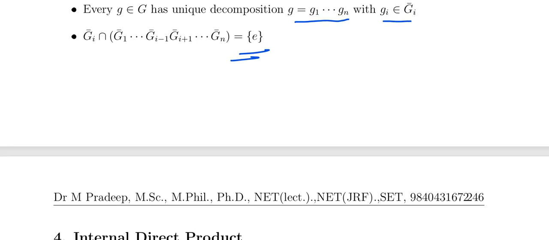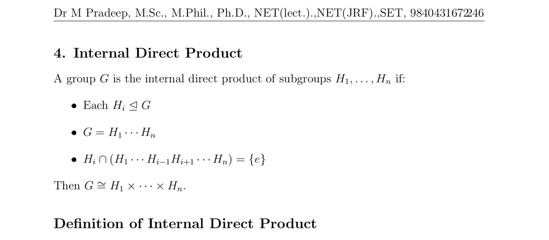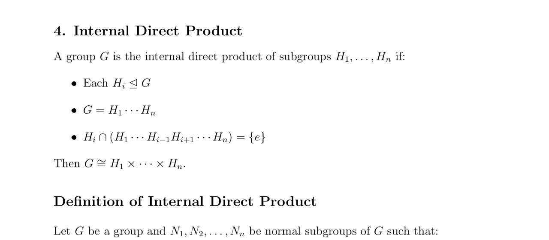Based on this result, the internal direct product: a group G is the internal direct product of subgroups H1, H2, Hn if each Hi is a normal subgroup of G, and G equals the product H1 H2 Hn, and Hi intersection with H1 H2 ... Hi minus 1, Hi plus 1 ... Hn is equivalent to the identity element. So G is isomorphic to H1 cross H2 cross Hn. This is the internal direct product.